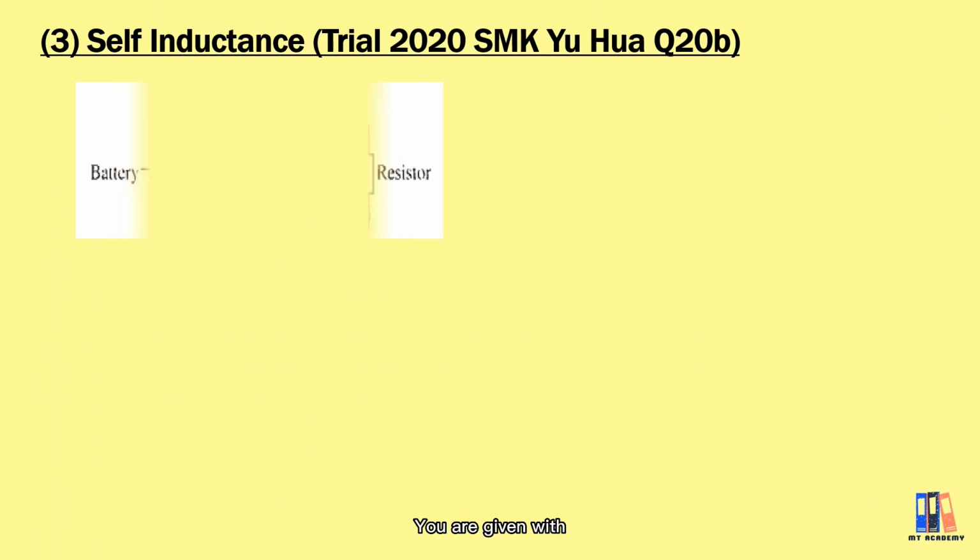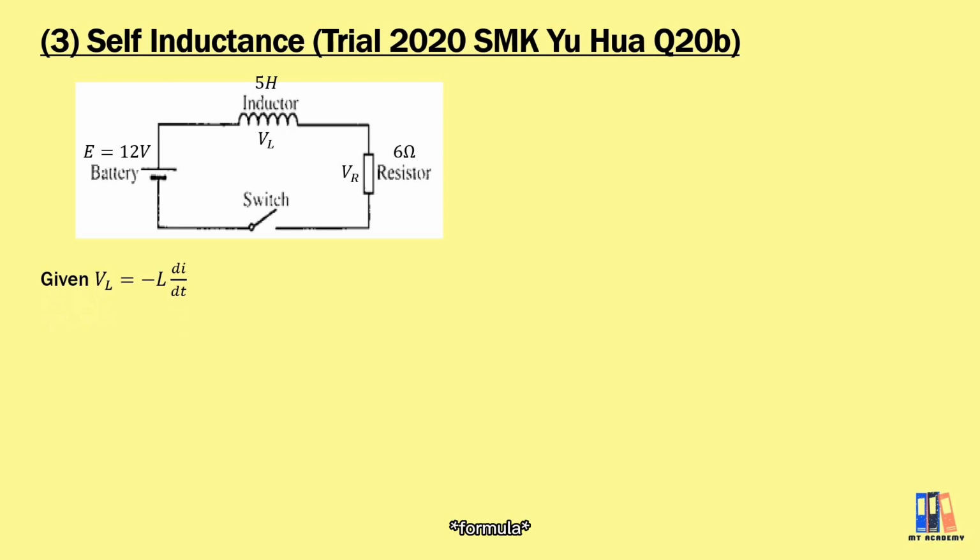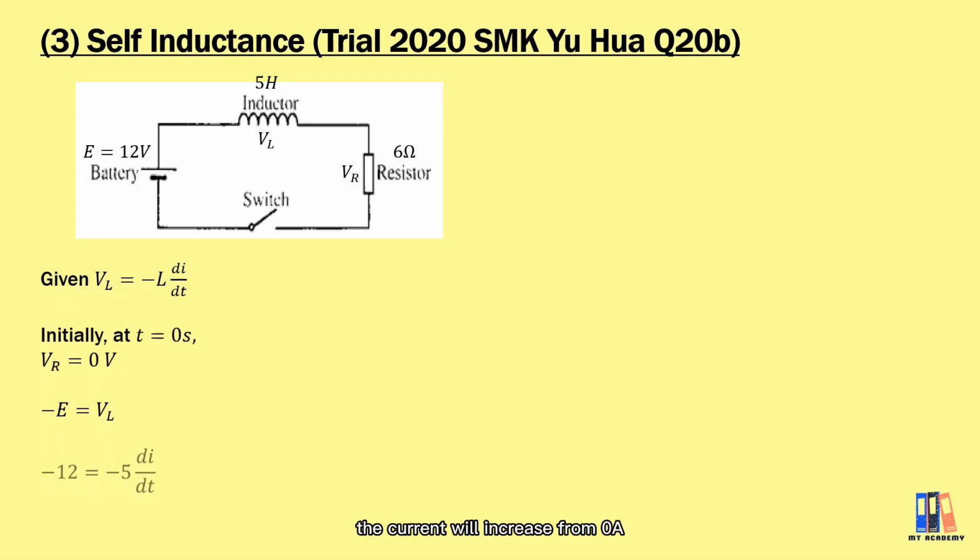Next, we're going to talk about the example of self-inductance in SMK Yu Hua 2020. You are given a circuit of a 12 volt battery connected to a 5 Henry inductor and a 6 ohm resistor. To avoid confusion, I will label the voltage across the inductor and resistor as VL and VR respectively. From the topic of self-inductance, we learned that the induced EMF or the back EMF is given as negative L multiplied by di/dt.